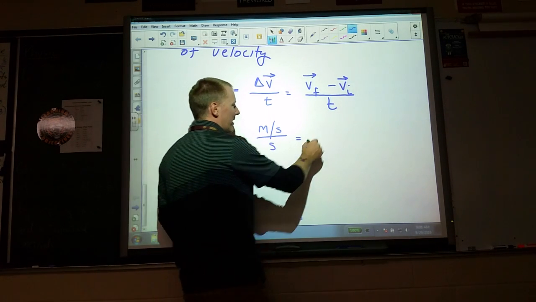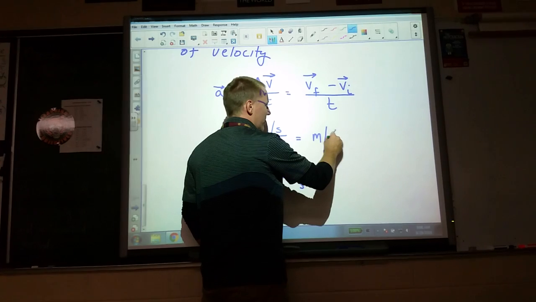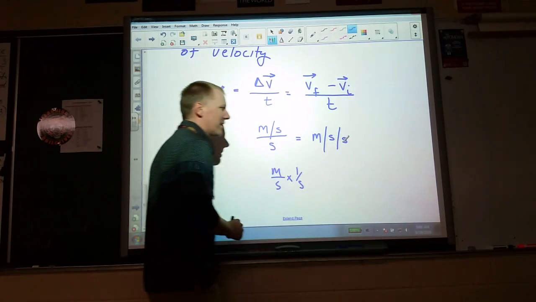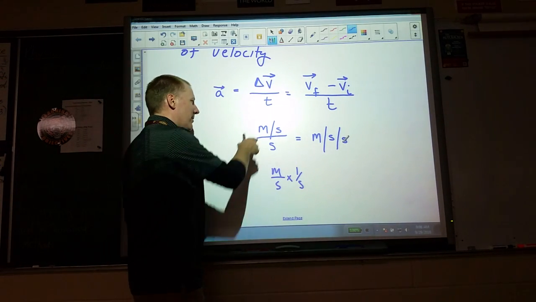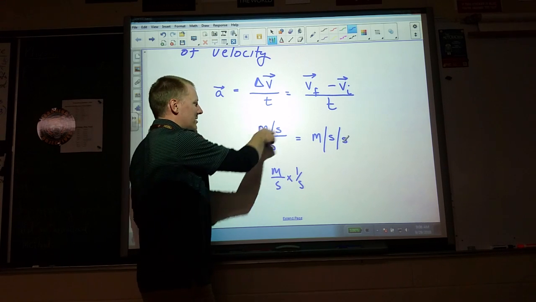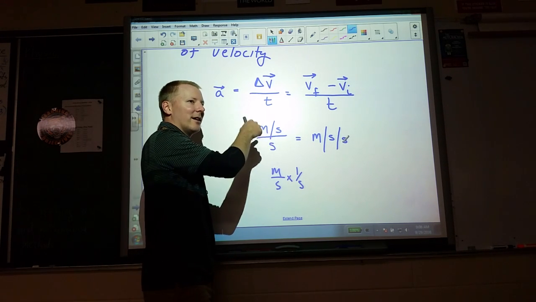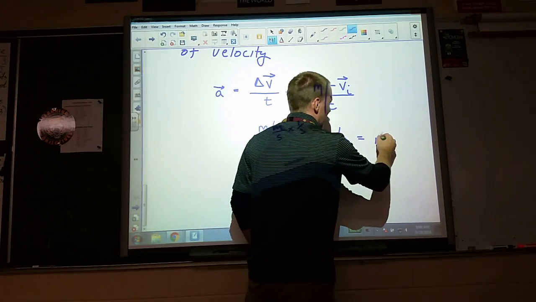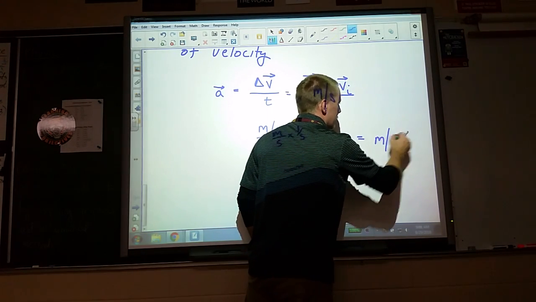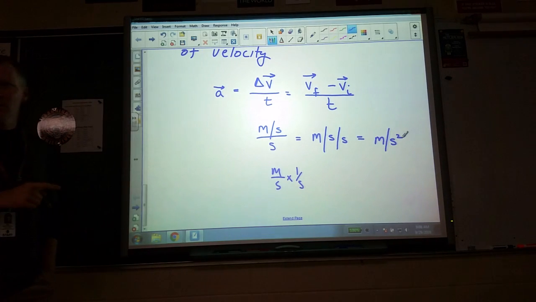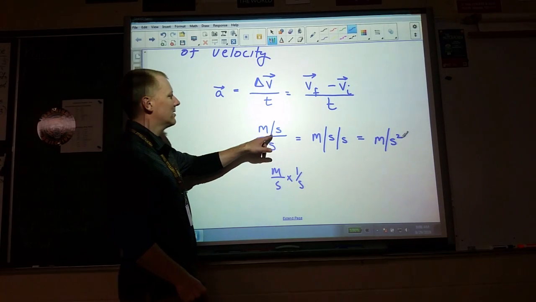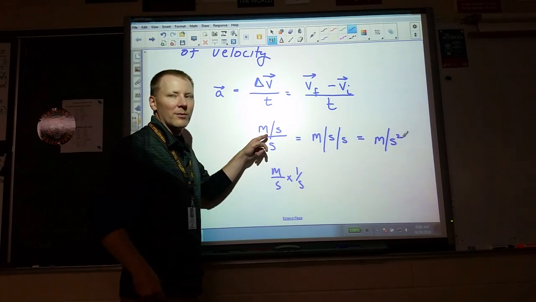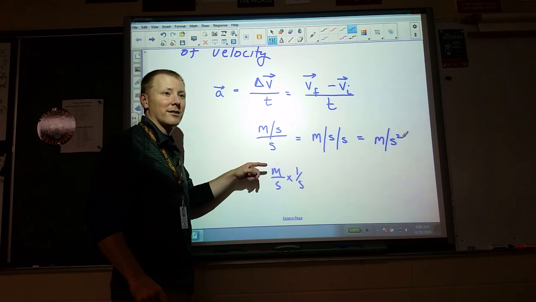So the two ways we can write this that are common and acceptable are meters per second per second, which I like because it reminds me what it's doing. It's saying the change in meters per second in velocity every second. Or if we combine it like this, and this is the more common way to see it, meters per second squared. But this is what it means. It means we're changing a certain amount of meters per second every second.